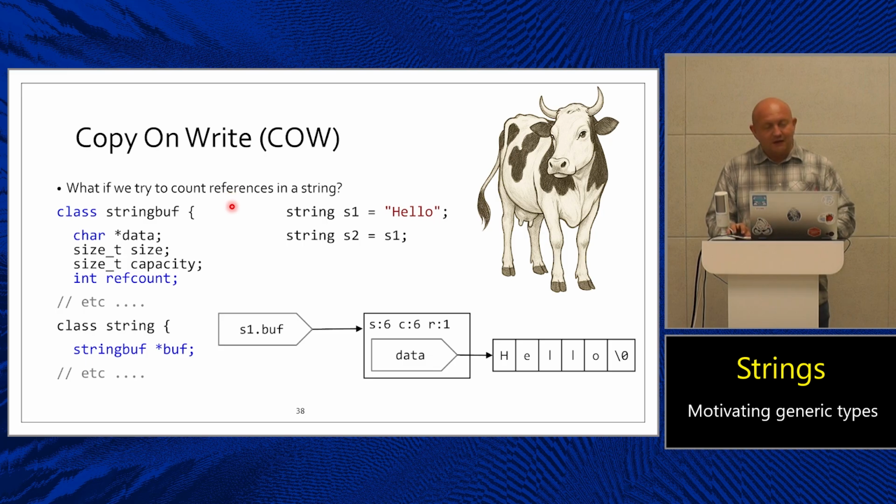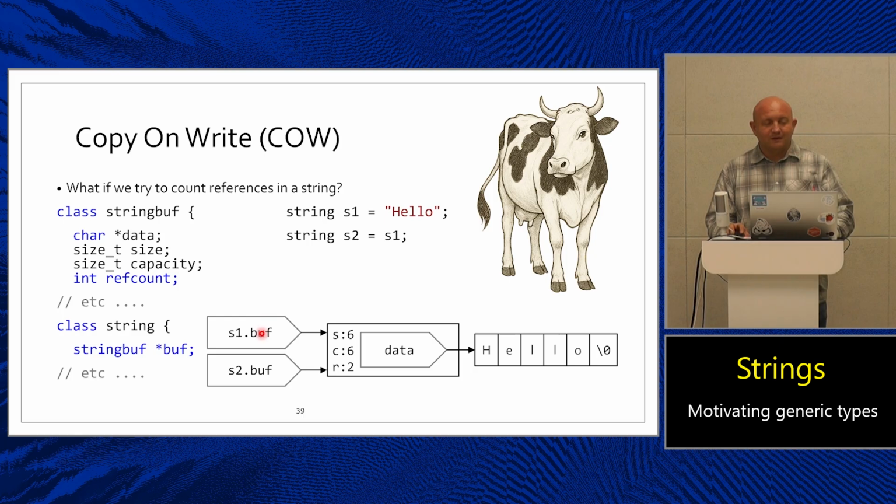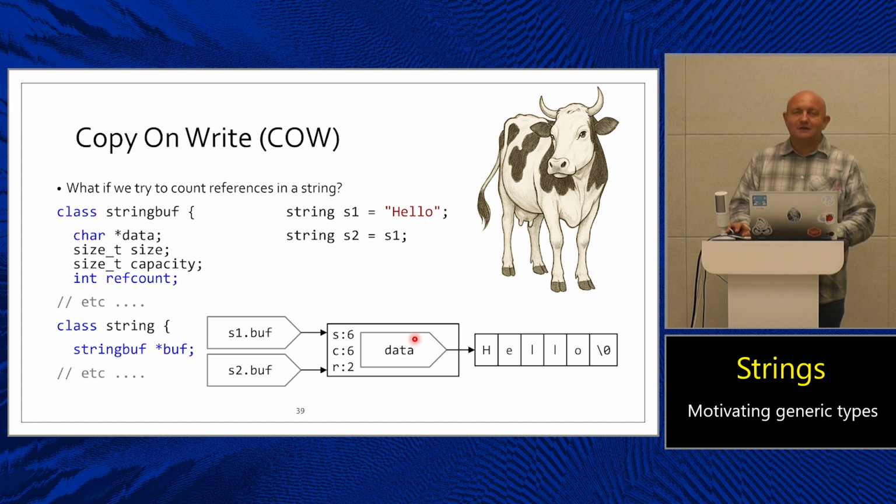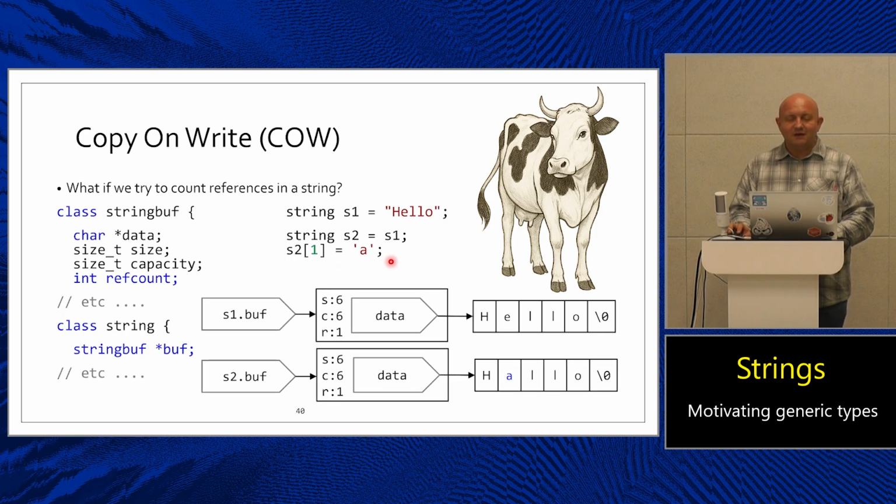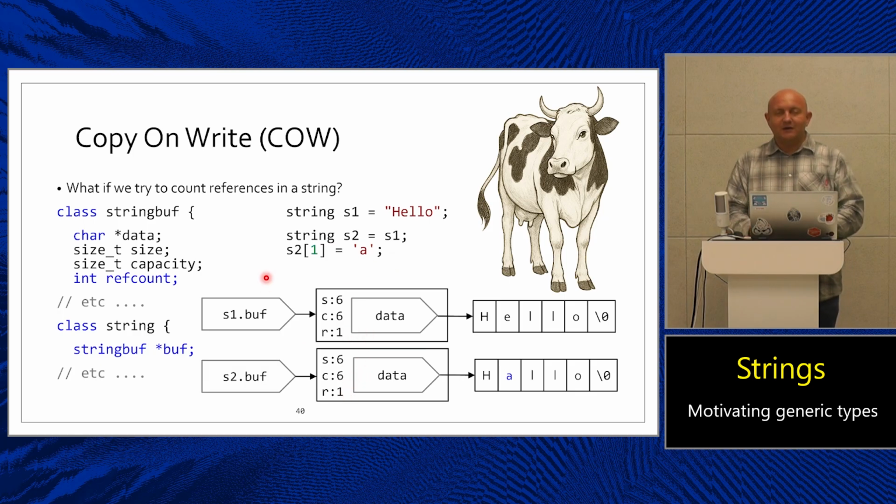Why? Because if you have this string s1 equals hello and this string s2 equals s1, then s2 is just a shallow copy, having a reference to the same string buffer with increased ref count. So this string buffer knows that there are two strings referencing it. And if we are modifying one of the strings, like this one, we can unshare the buffer and the reference counters are back to 1.